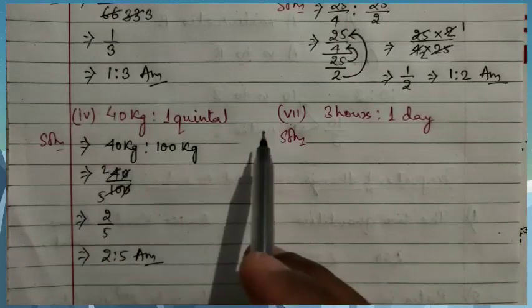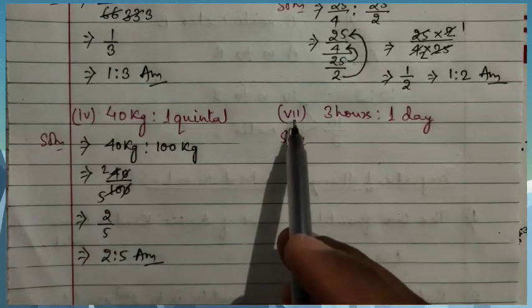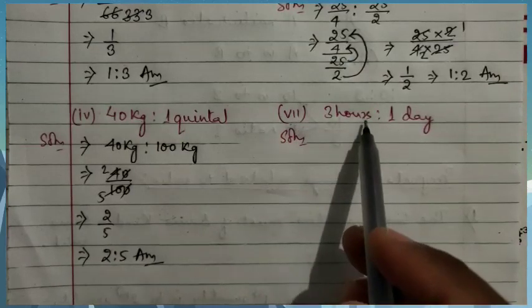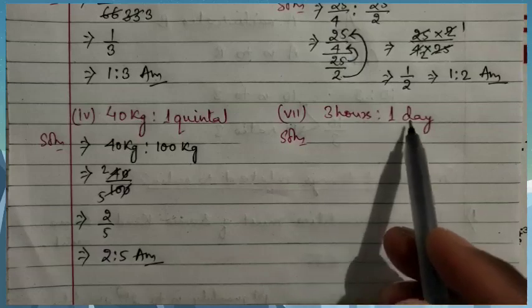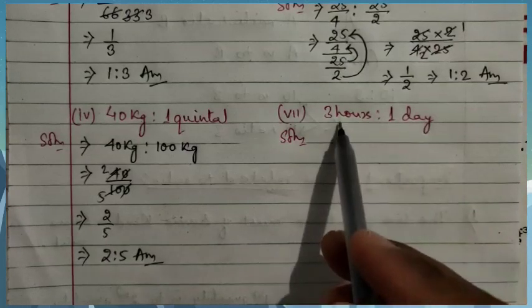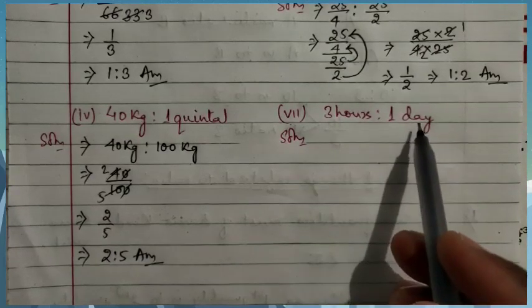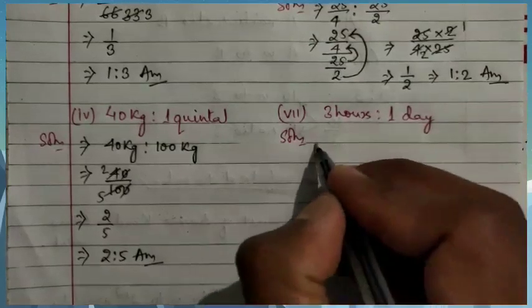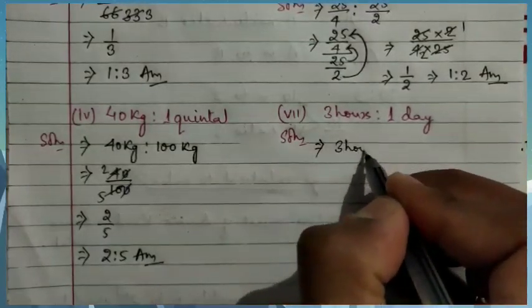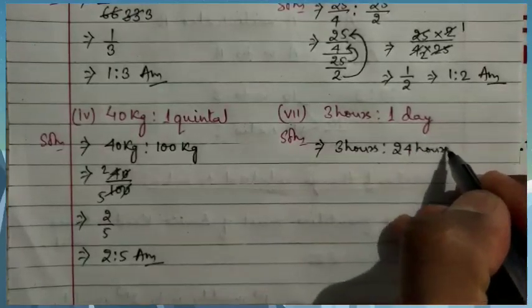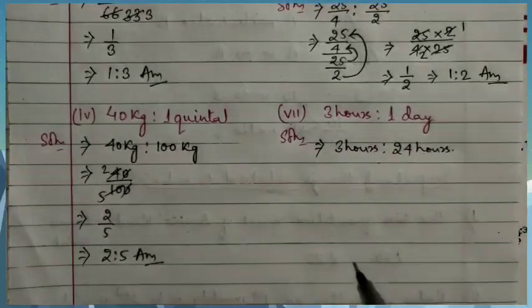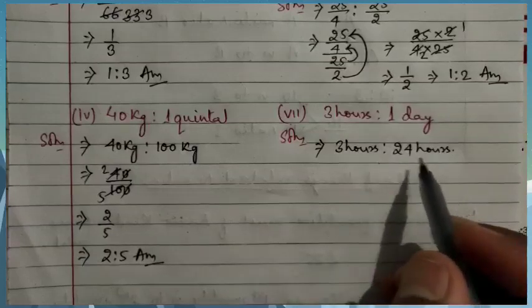Similarly, one more question with different unit is there, that is question number 7. 3 hours ratio 1 day. Here unit is hour, here unit is day. So hour is the smaller, so we will convert this day into hour. How we can write 3 hours ratio in 1 day? We know that there are 24 hours. 3 hour ratio 24 hour. Now both are having same unit.